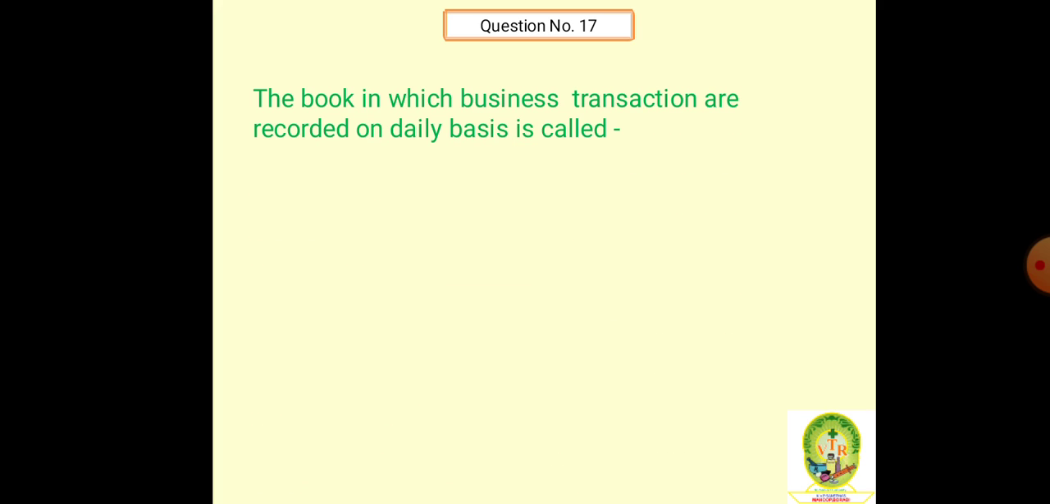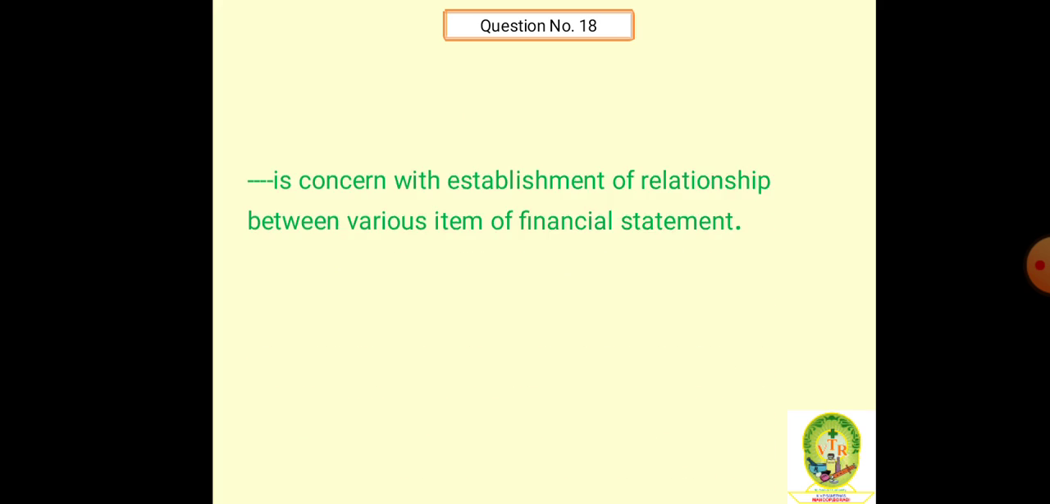The book in which business transactions are recorded on a daily basis is called, options are A. Journal, B. Account, C. Ledger, D. Summer. Right answer is A.